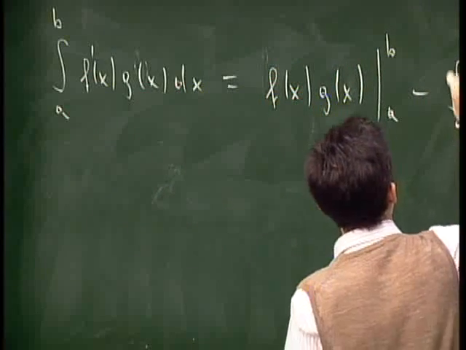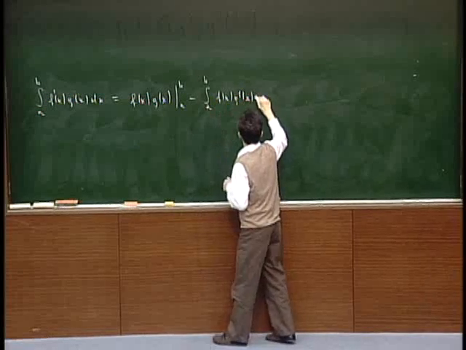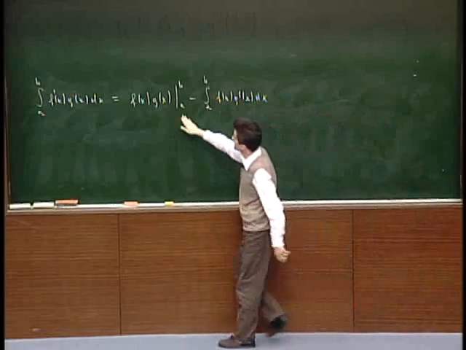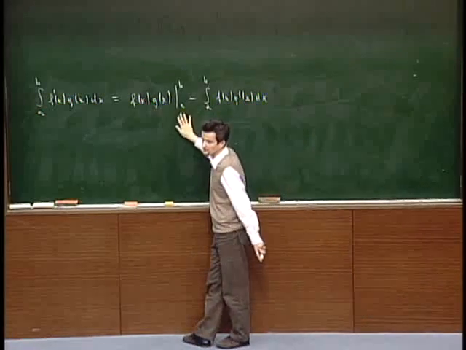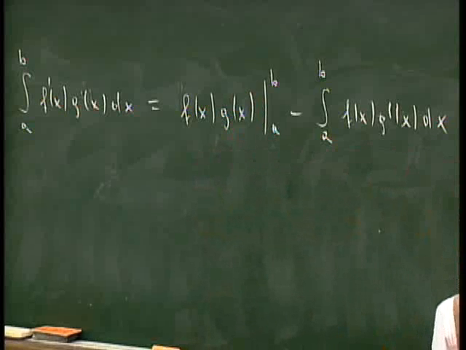Minus the integral from a to b of f of x times the derivative of g of x dx. Same formula. The only thing you have to do is evaluate this part here at the upper and lower limit, and you have to keep the limits here. So that's the only thing which is different. Now, maybe let's look at an example.